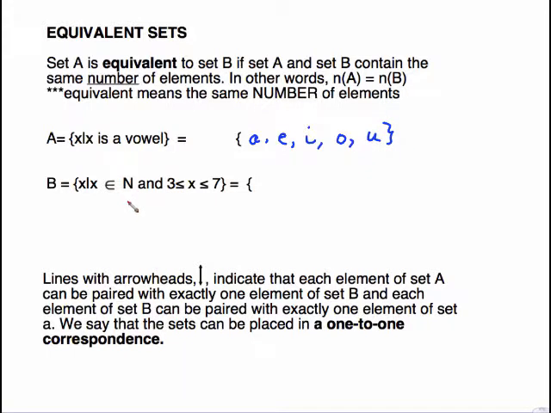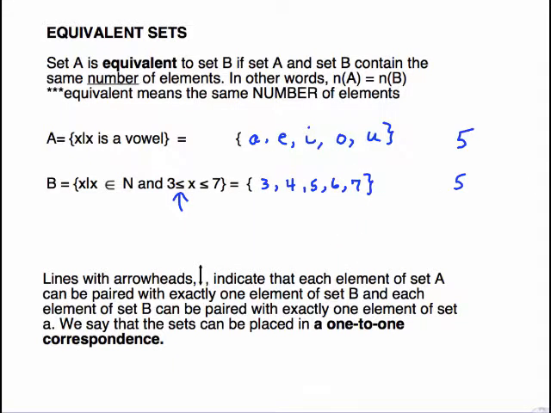Set B is all x, where x is an element of the naturals, and x is between 3 and 7. Notice less than or equal to 3 means 3 is going to start my set. 4, 5, 6. Include the 7 or not? Yes. Now, how many elements are here? There are 5. How many elements are here? There are 5. So we would say that these 2 sets, set A and set B, are equivalent because they have the same number of elements.